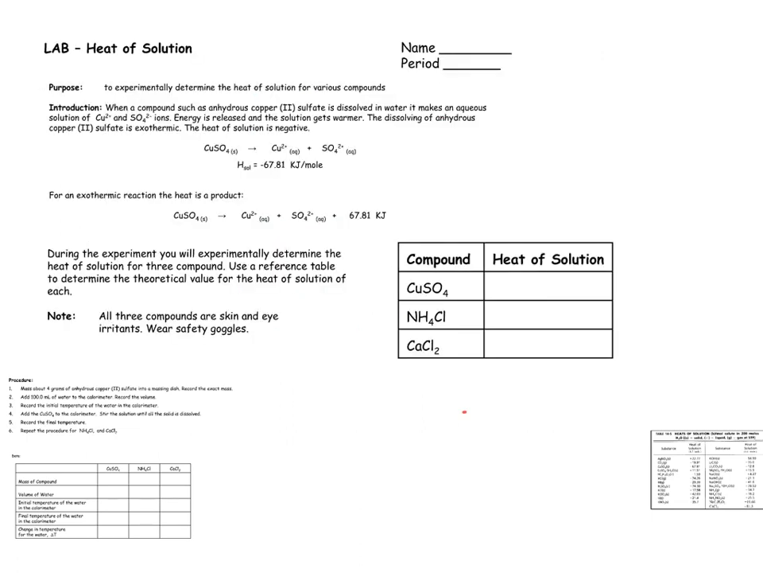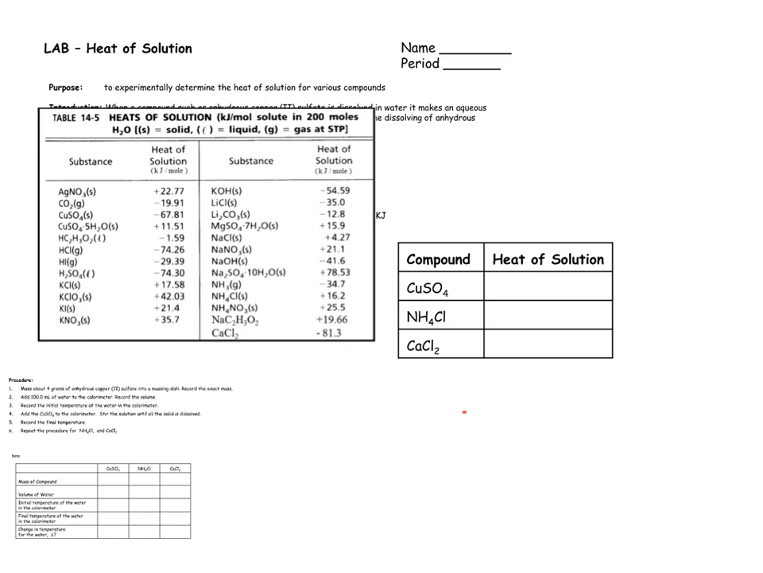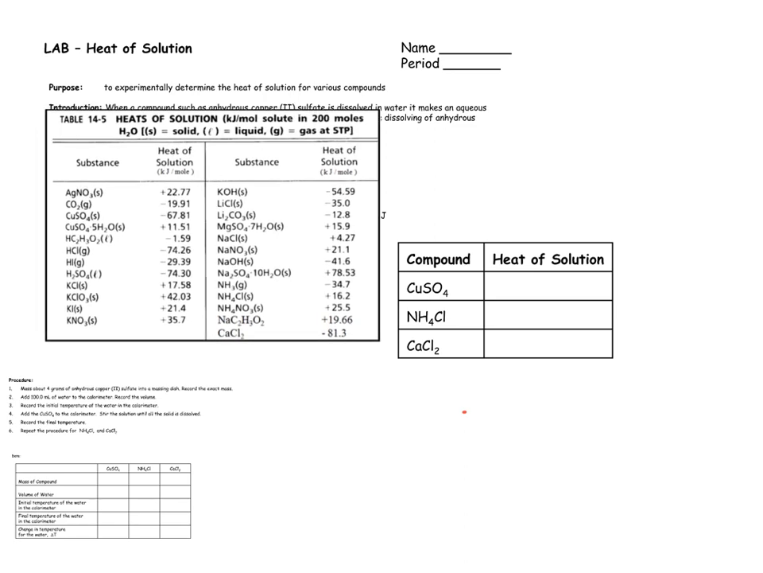In this experiment, we're going to determine the heat of solution for 3 different compounds. So we need to know what the normal or theoretical heat of solution is for these compounds. So let's take a look at this reference table. We're going to do copper sulfate, ammonium chloride, and calcium chloride. So looking at this chart of heats of solution, we have copper sulfate anhydrous, that's the one without the water attached. That has a value of negative 67.81. That would be in kilojoules per mole.